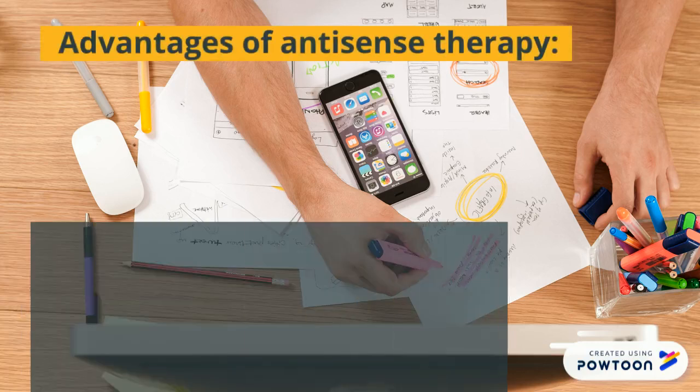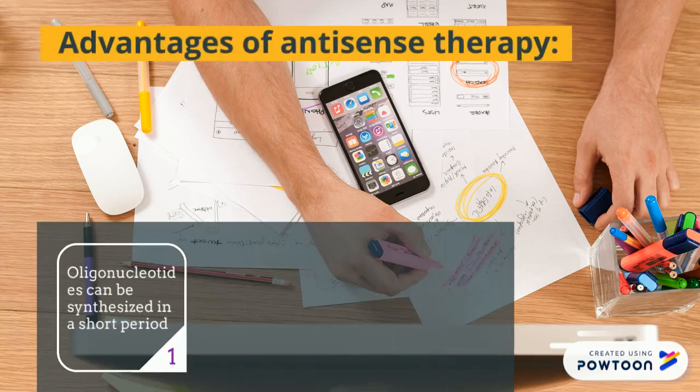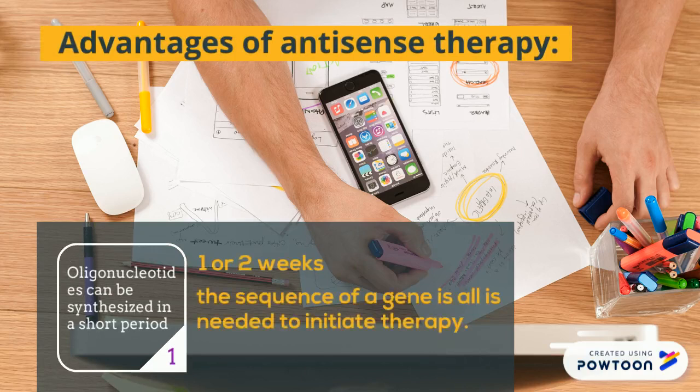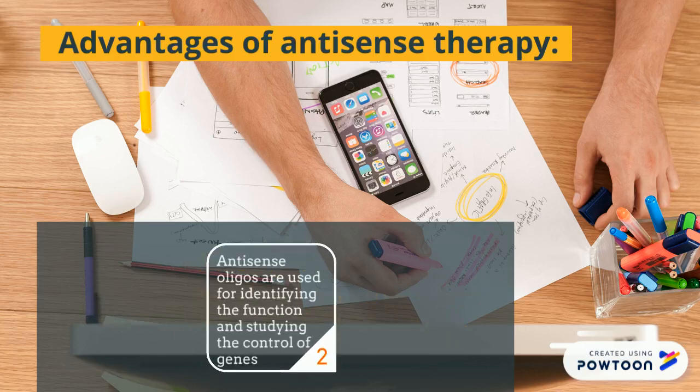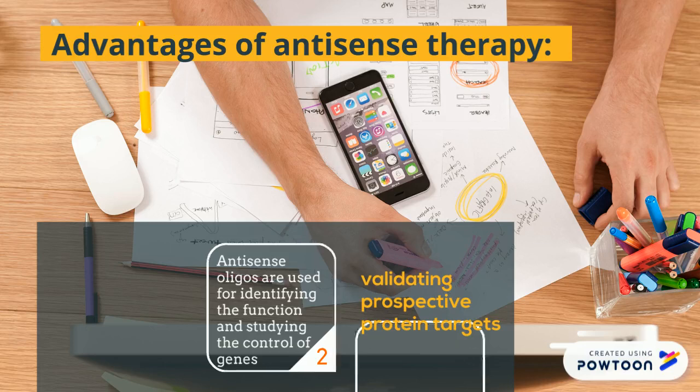Advantages of antisense therapy. Oligonucleotides can be synthesized in a short period, sometimes within 1 or 2 weeks, because only the sequence of a gene is needed to initiate therapy. Antisense oligos are used for identifying the function and studying the control of genes, as well as for validating prospective protein targets in drug development programs.